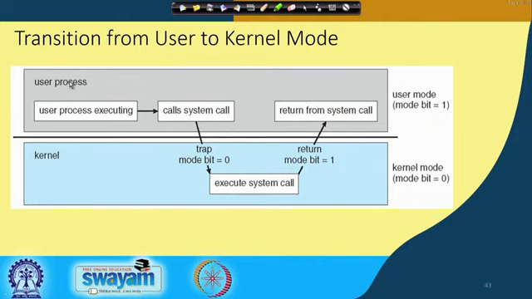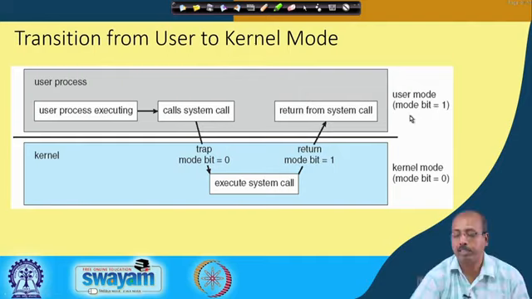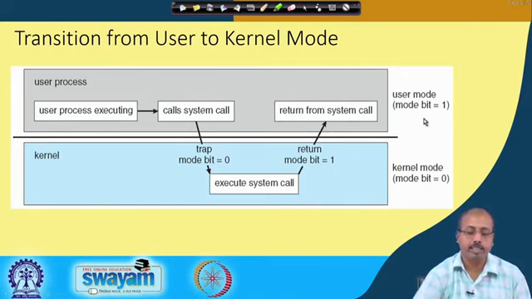So, transition from user mode to kernel mode is done by means of system calls. In this diagram, you can see that normally when the user processes are executing, they are executing within user mode with the mode bit equal to 1. This 1 or 0 is decided by the processor designer. In this particular example, for user mode the mode bit is 1 and for kernel mode it is 0. This may be the reverse also, and there can be multiple such mode bits also. This is just an example.